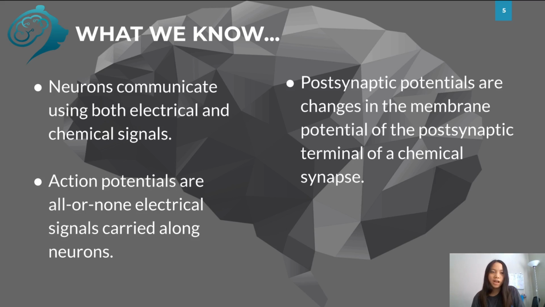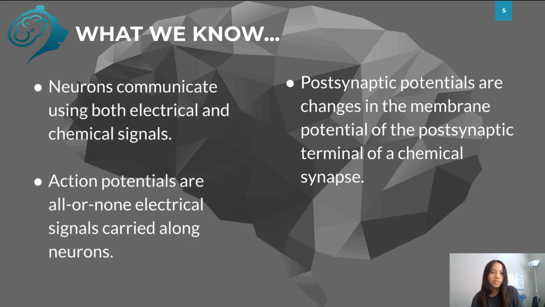So here's what you should already know so far. Neurons are cells in the nervous system that communicate using both electrical and chemical signals, and action potentials are electrical signals that travel down the axon and are used to send information to other neurons.